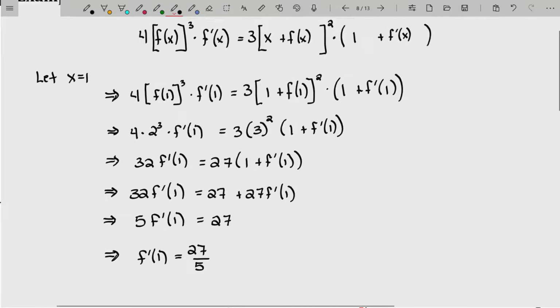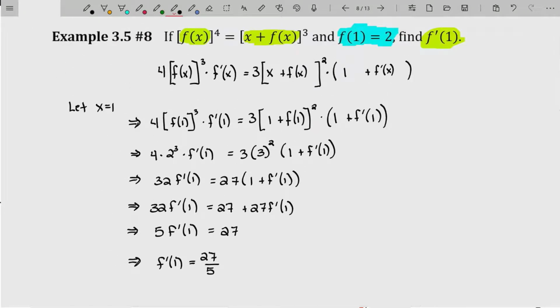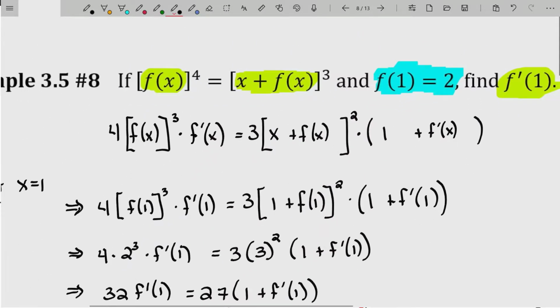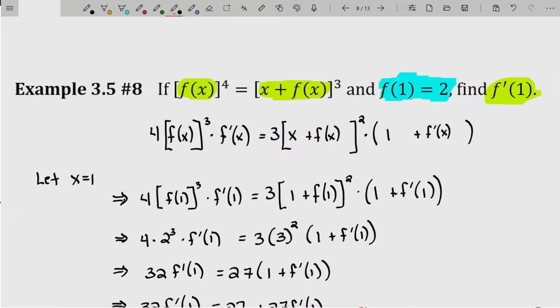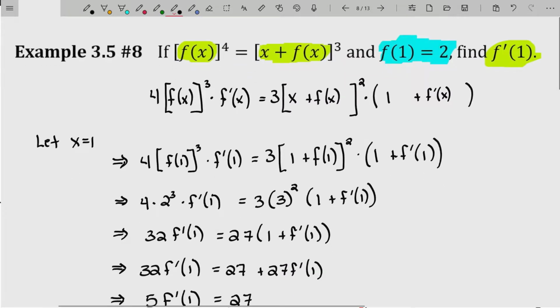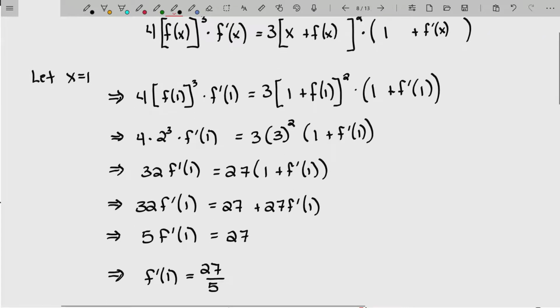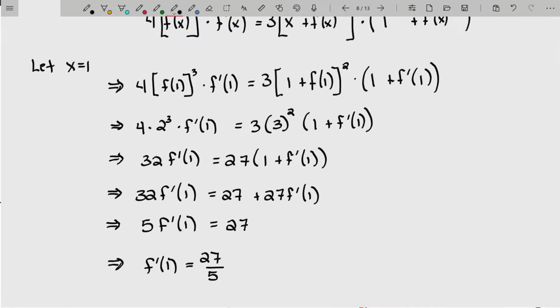So each step of the way, nice clean work. Remember, we started with taking the derivative. After taking the derivative, we let x equal 1. And then from that point forward, it was just an algebra problem, slowly solving for f prime at 1.